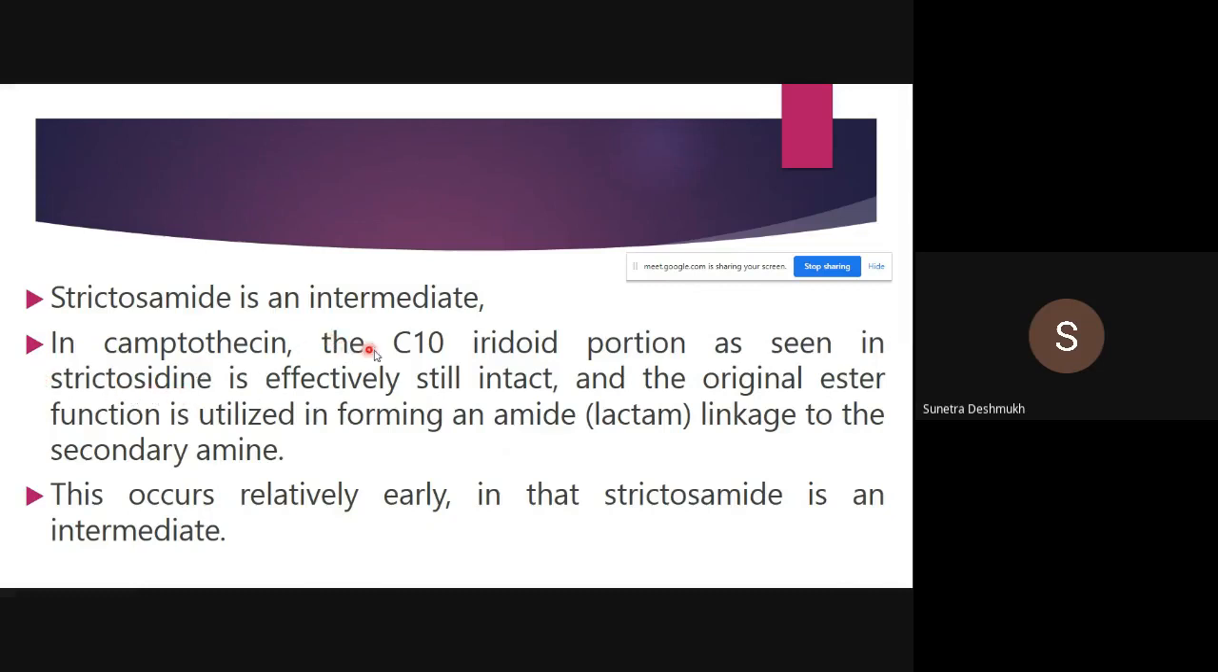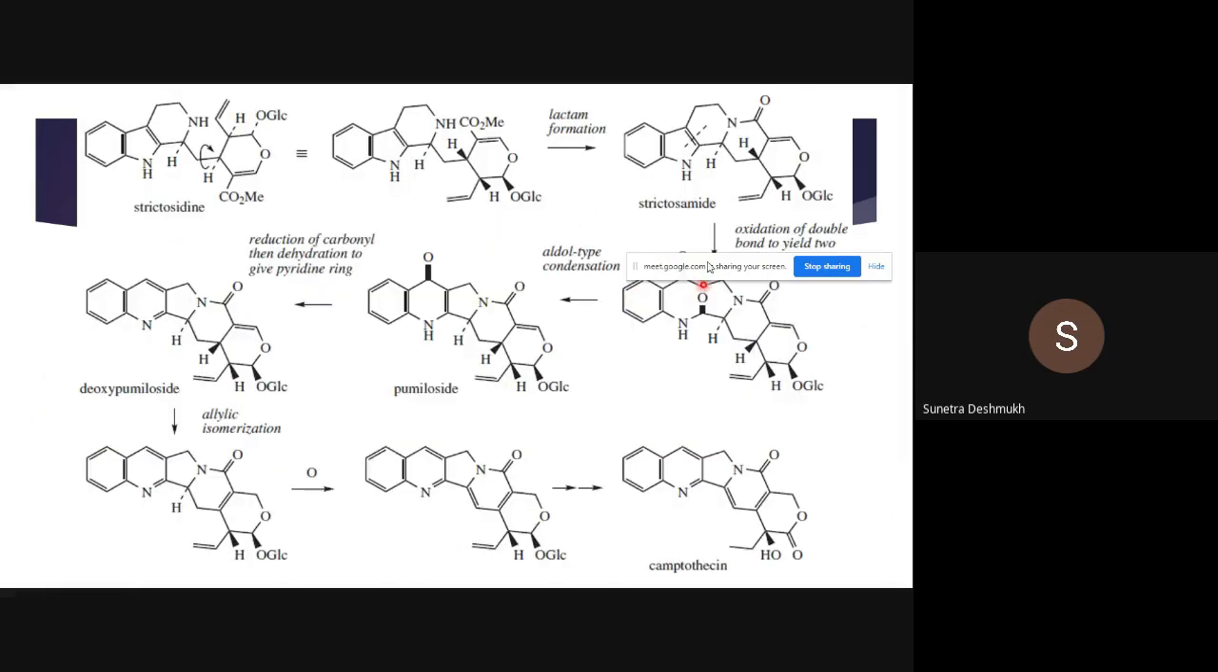In comparison, the C10 in the iridoid portion as seen in strictosidine is effectively still intact, and the original ester function is utilized in the formation of an amide lactam linkage to the secondary amine. This occurs relatively early, and this strictosamide acts as an intermediate. We'll see now the biosynthetic pathway for the synthesis of camptothecin. So here is the structure of camptothecin.